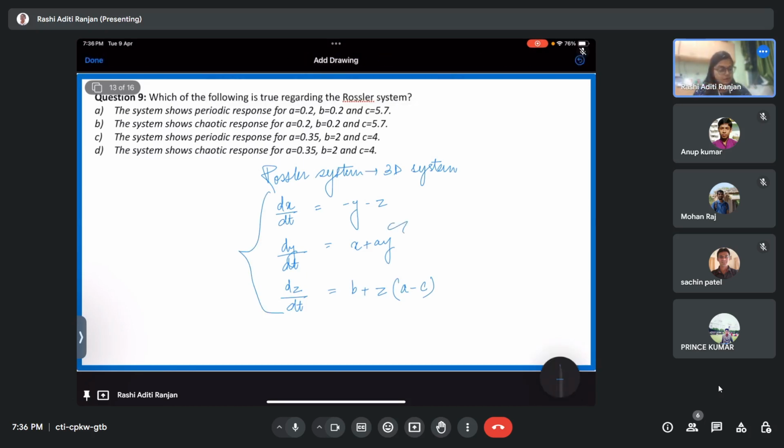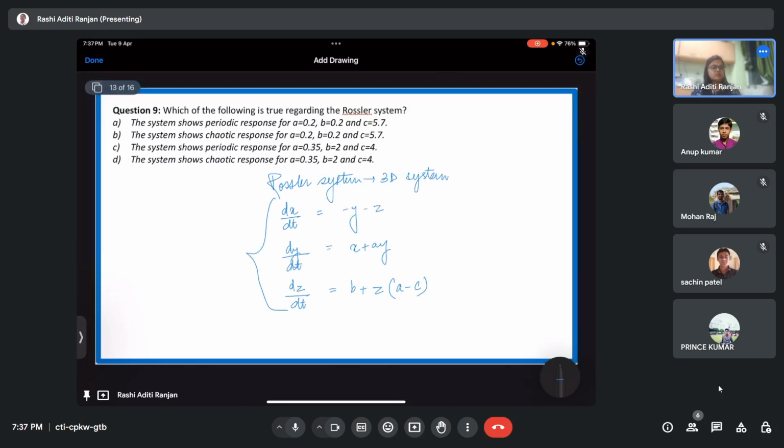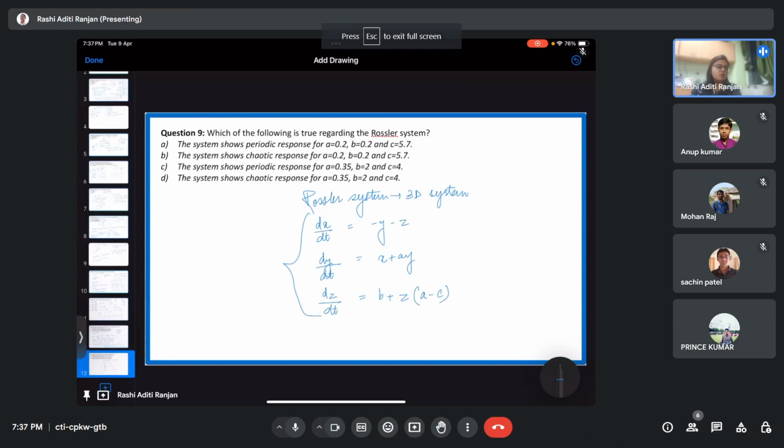Now, if you see, this Rossler system is a three-dimensional system. Okay, so now if I try to solve this in order to find the solutions, I'll just connect through my laptop now. Just a second.